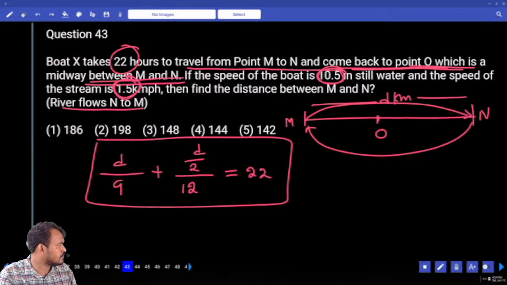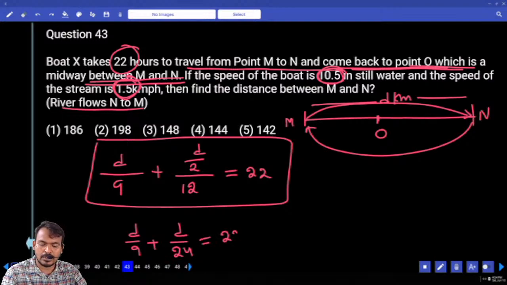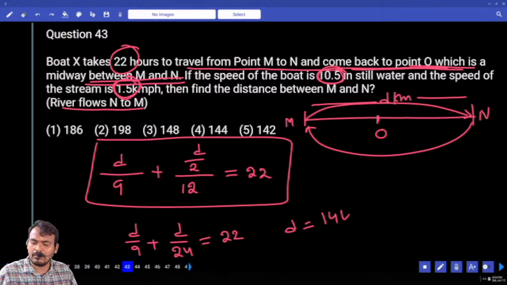What is the LCM? 72. 9 how many times? 8 times. 24, 3 times. 8 plus 3, 11. 11 D by 72 equals 22. D equals 22 by 11 is 2 times, 72 into 2, 144.